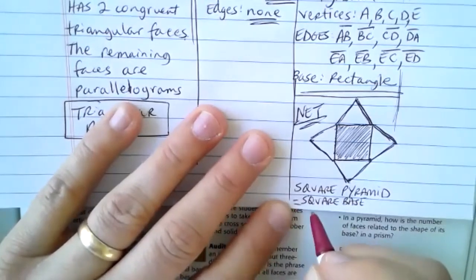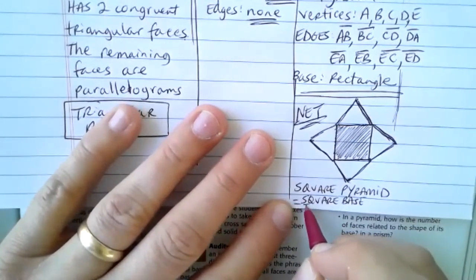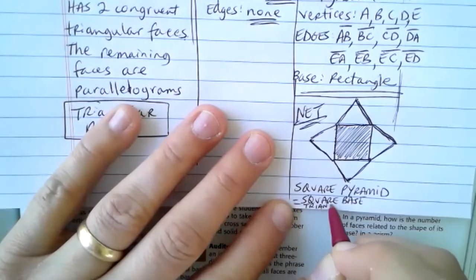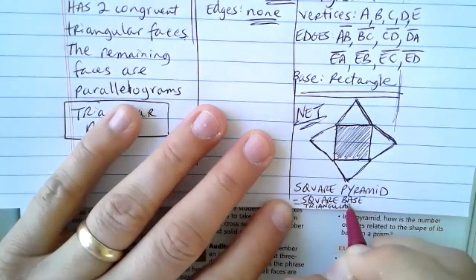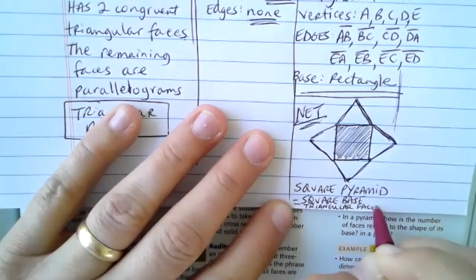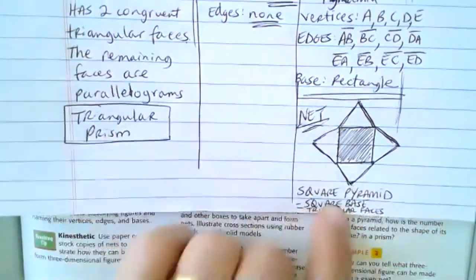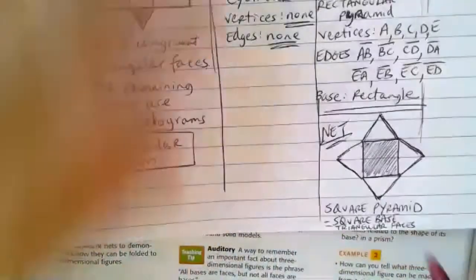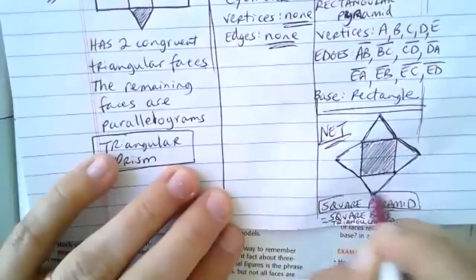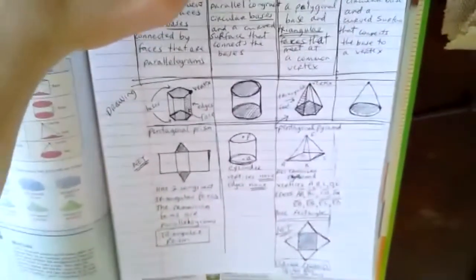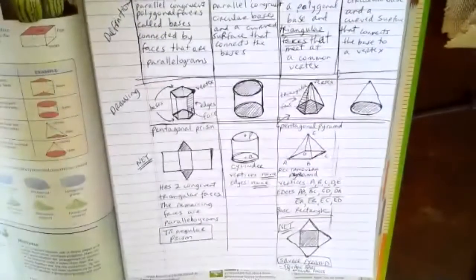And last note here at the very bottom, triangular faces. All right, so those are the two distinguishing factors for a square pyramid. I'm going to box that just like I did up here to be as uniform as possible. Okay, so we're good. Now let's go to the next example.